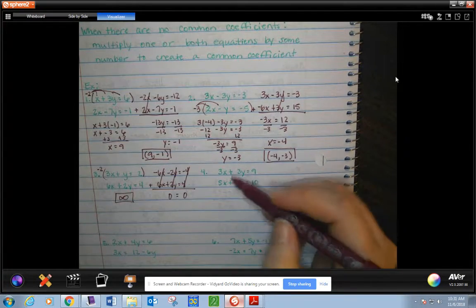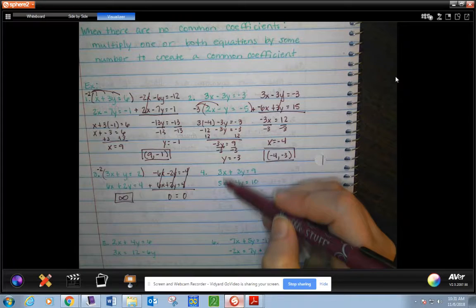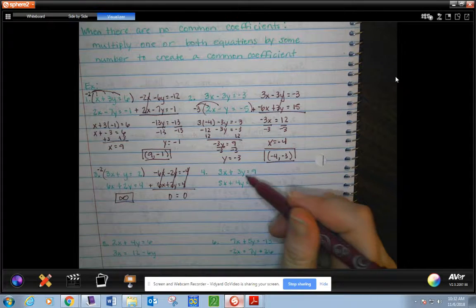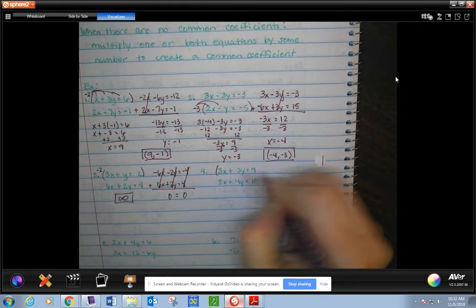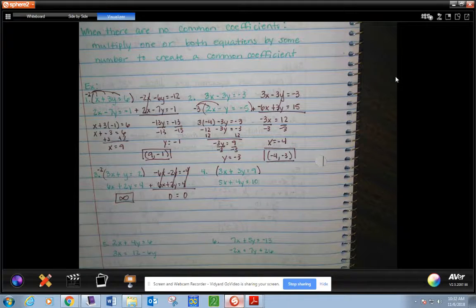Okay, number 4, I've got 3x plus 3y equals 9 and 5x plus 4y equals 10. Everything's lined up. My x's are 3 and 5, so the first multiple they share is 15. My y's are 3 and 4, so the first multiple they share is 12. Those numbers are so close, so it doesn't matter. Just take your pick. So I'm going to change my y just because 12 is a little smaller.